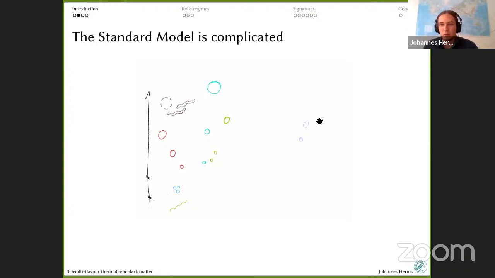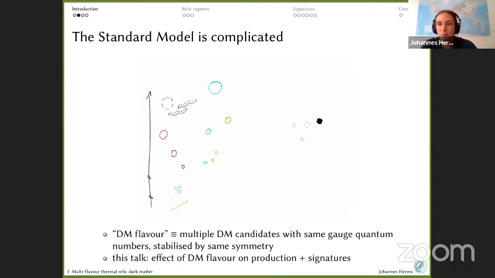But still, that might, of course, not be it. It might be that there's more particles in the dark sector. Maybe there's additional dark matter flavors. So in this talk, that's going to refer to additional dark matter particles with the same gauge quantum numbers as the lightest particle in the dark sector. And the aim of this project is to study what would be the effect of additional dark matter flavors on the relic abundance and then on the signatures that we can hope to see.